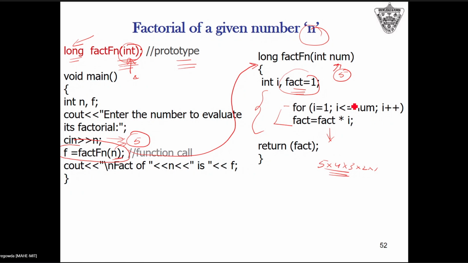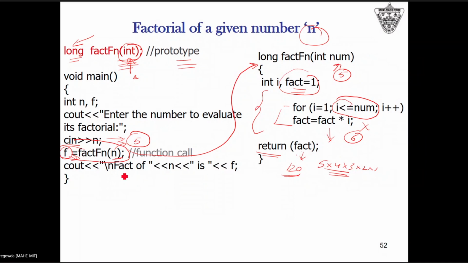And once this test expression is evaluated as false, meaning whenever the i value goes beyond 5, that is when it becomes 6, this condition is evaluated as false and it comes out of the for loop. The last statement in this function is the return statement. This is going to return the value of fact. The value in the variable fact is 120. So this is returned and assigned to the variable f.